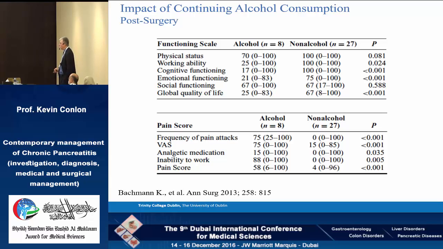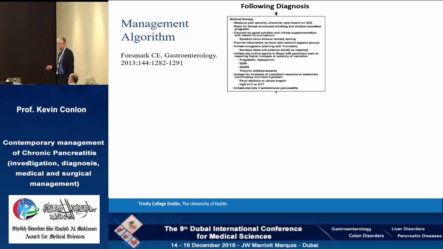And we went to our administrators and our national service and said to them, look, this is ridiculous, we need to get this back. And unfortunately, it's not one of their main priorities. So how do we do this, and what's our current management algorithm?